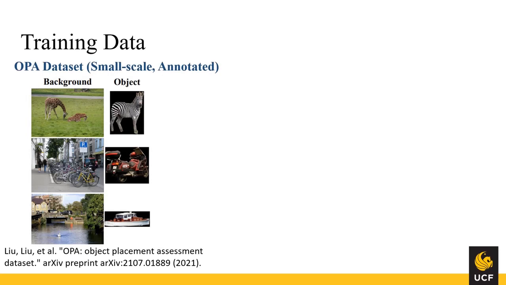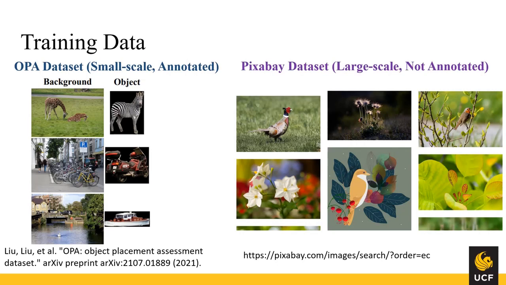One major issue here is the training data, because large-scale annotation is not available. There is only one small-scale dataset called OPA, which is manually annotated using COCO images. To take advantage of large-scale high-quality images without annotation, like Pixabay, we apply off-the-shelf in-painting models to generate training data.